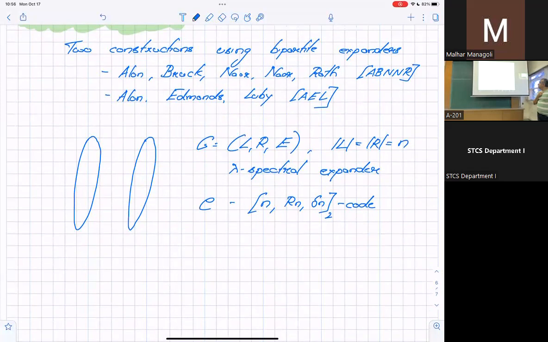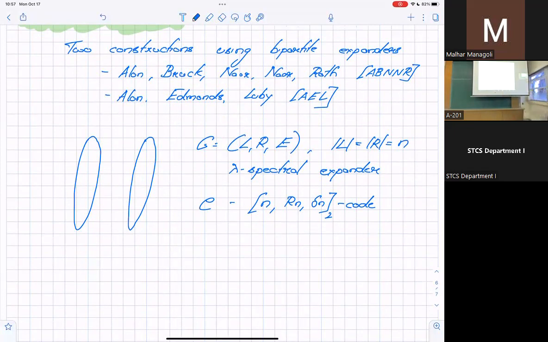Based on these two, I'm going to construct a new code. So I've given you a bipartite expander. Notice C is not a constant size code like in the previous case. C is a large code. The question is, from one large code, we'll construct another large code which has better distance, but over a slightly larger alphabet.